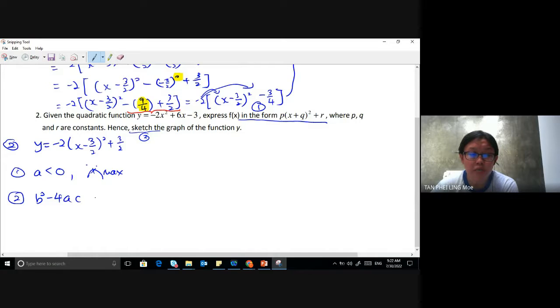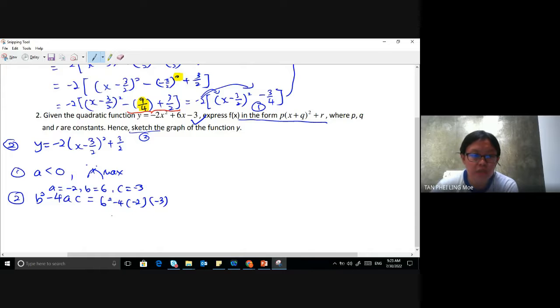So that we can know what our roots are. This is to find out the number of roots. So now let us substitute in our b. Write down first: our a is -2 from here, b is 6, c is -3. So our b squared, which is 6 squared, minus 4 times a, -2, times c, -3.